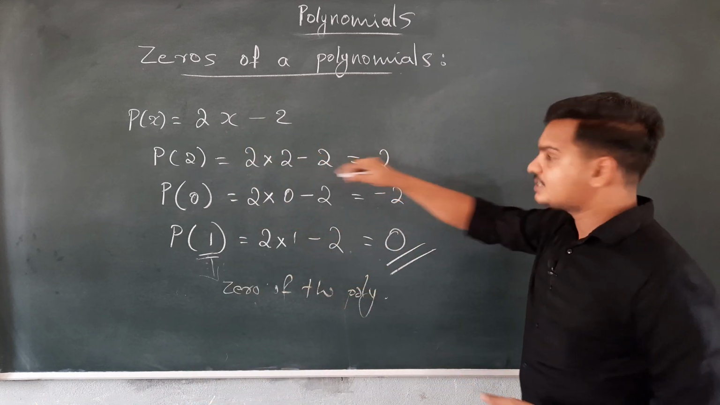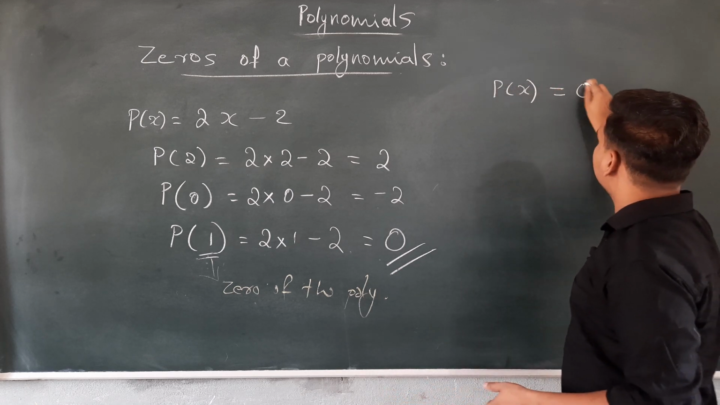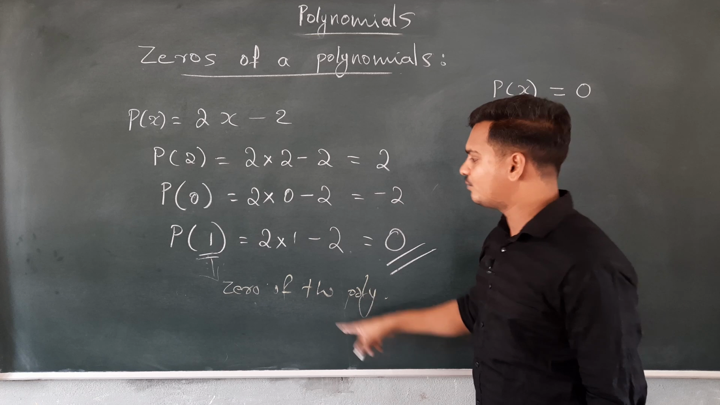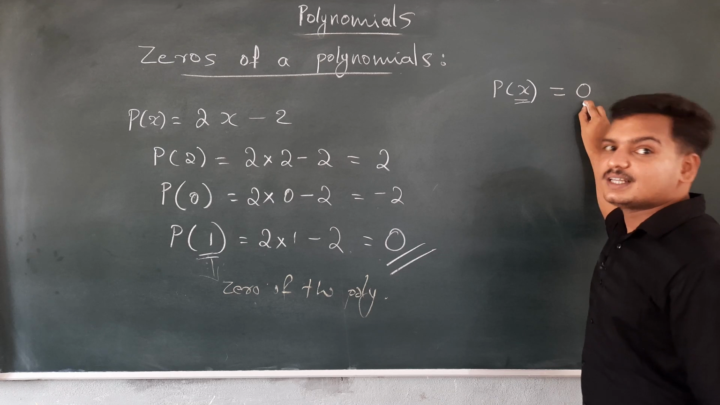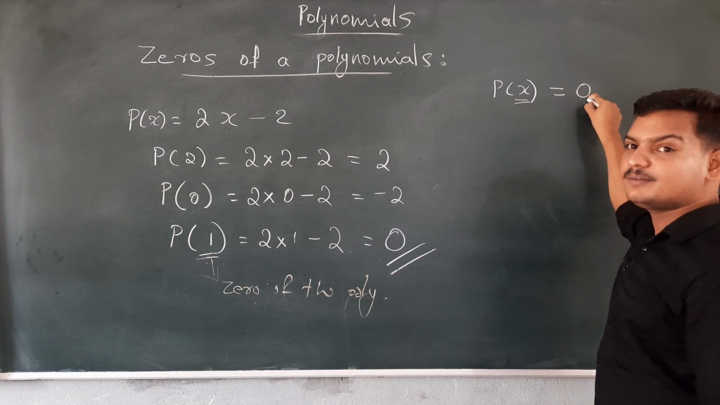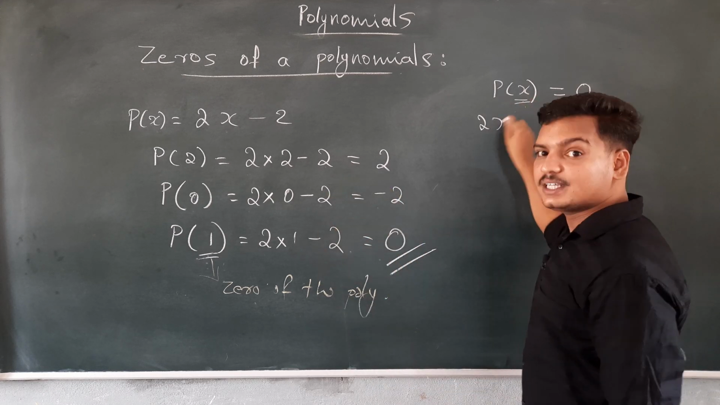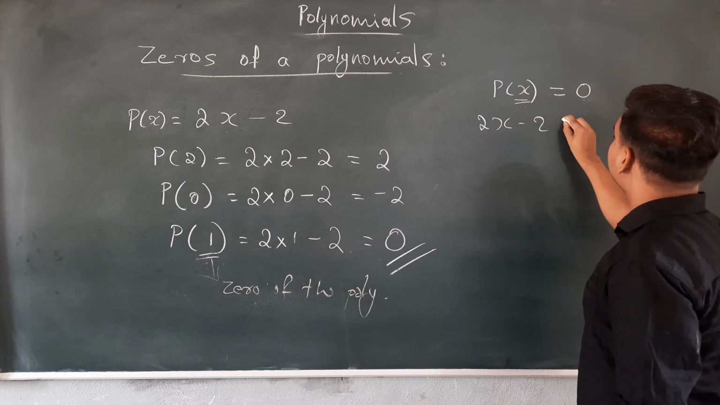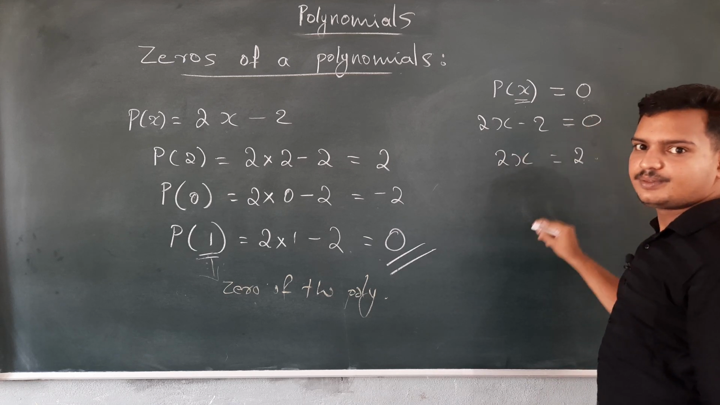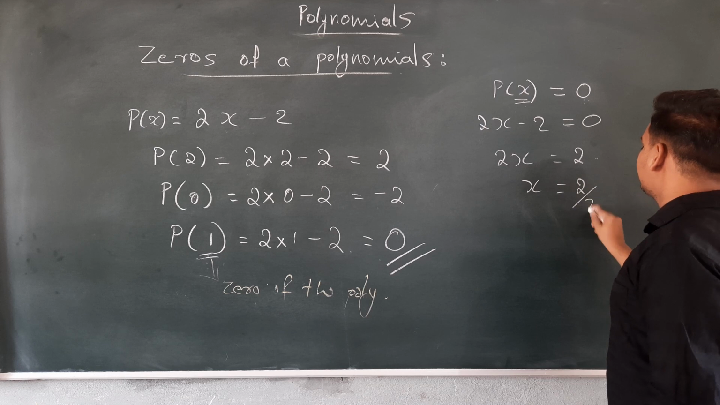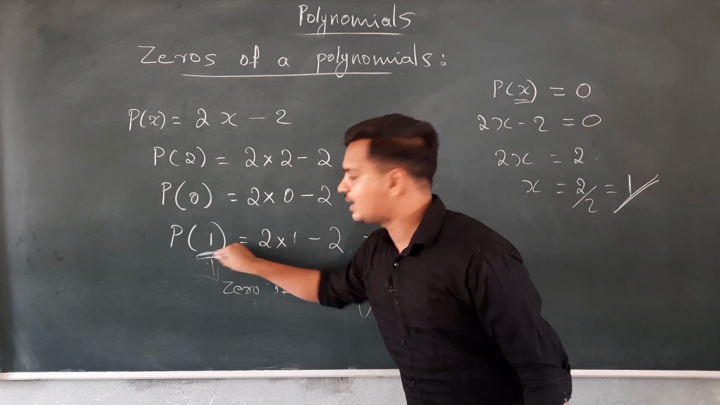So let's consider the same one, p of x. This p of x equal to 0, that is the meaning of zero of the polynomial. For some values of x, this polynomial value is going to be 0. So we must find for what value this polynomial becomes 0. For finding that, what is p of x? 2x minus 2. Let's equate 2x minus 2 to 0. Now 2x is equal to 2, x is equal to 2 by 2, that is equal to 1. x equals 1. See, we obtain the same value in this case.